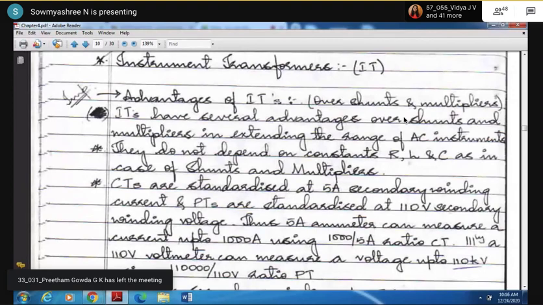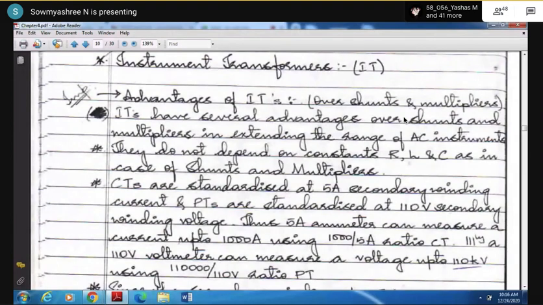Here, this instrument transformer is not dependent on any of the constants like RLC, or any extension of the ranges. It is individual. Whatever the meter movement or internal resistance, the shunts and multipliers were dependent on those things. But here it is not dependent on any of the constant parameters.